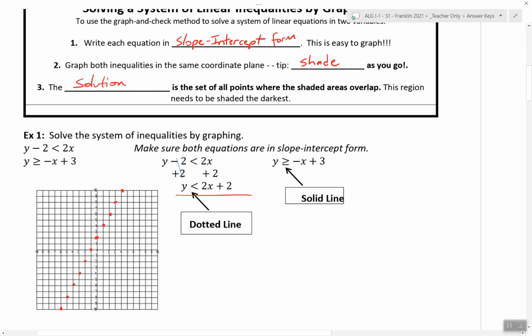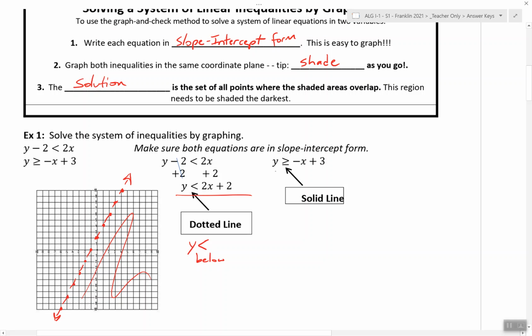And it's going to have a dotted line because it doesn't have that equal to bar under the symbol. So we're going to use a dotted line for this one. And it says y is less than, so that's going to shade below the line. So I'm just going to shade lightly if you're using pencil, just really short shade just so I can see which side of that line gets shaded, just for later.